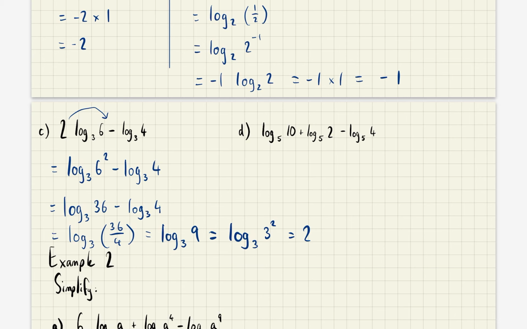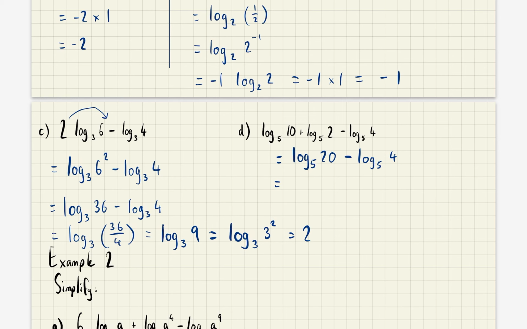All right, we've got one more to do before we go to the next example. So for this one, we've got log base 5, 10 plus log base 5, 2 minus log base 5, 4. So the first thing I'm going to do is recognize that these are addition, so I can actually make them a multiple. So I'm going to rewrite that as log base 5, 20 minus log base 5, 4.